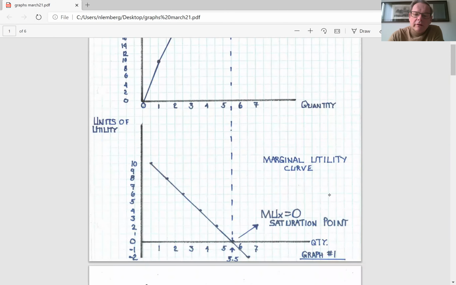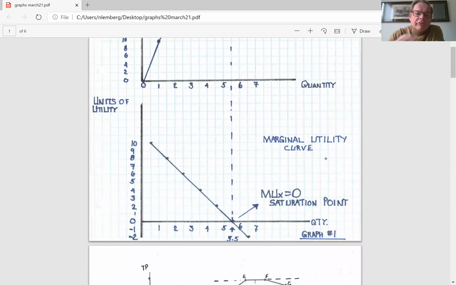And the marginal utility curve is shown here. So here it is 0.5 and 10, 1.5 and 8, 2.5 and 6, and so forth. Here 4.5 and 2, and at 5.5 it's 0. That is the marginal utility of x equal to 0. That is the saturation point.